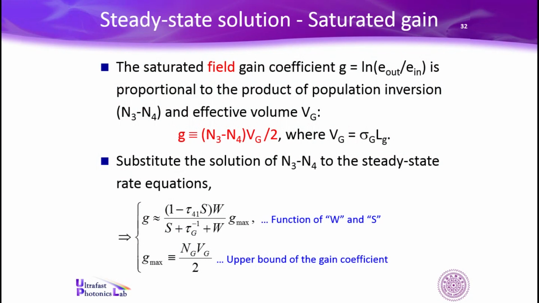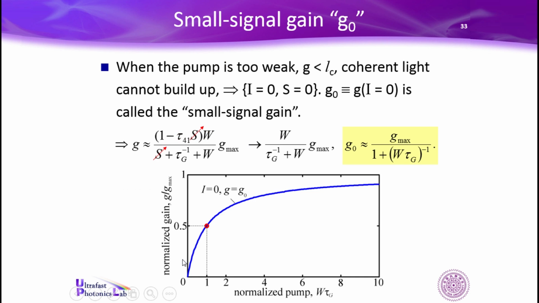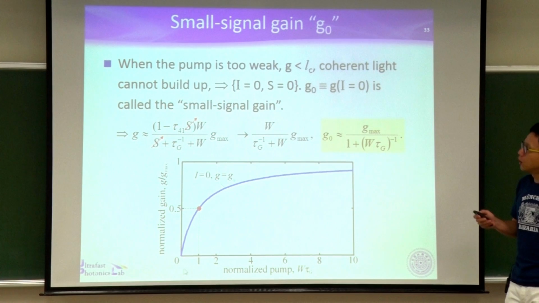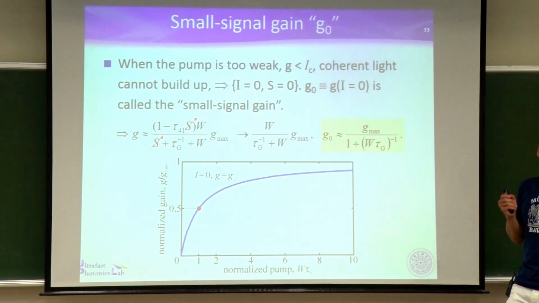As I mentioned before, the formula is not the most critical part. You had better use some figures to impress the conclusion. So there are two cases. First, we consider the small signal gain, which is the gain when there is no lasing.